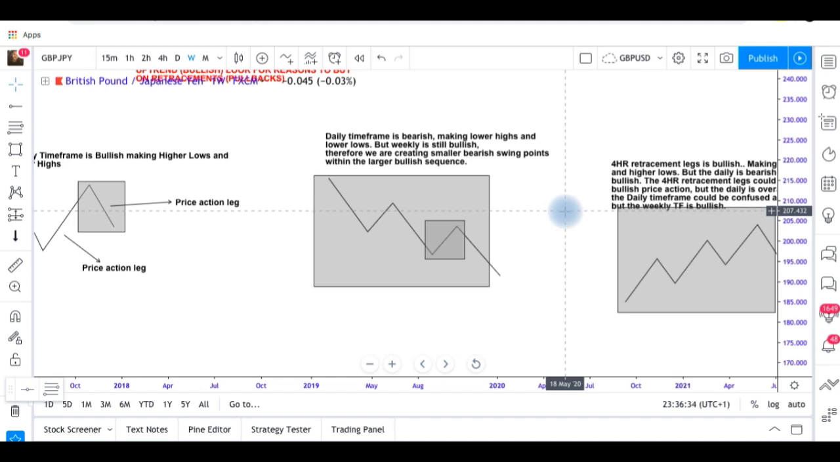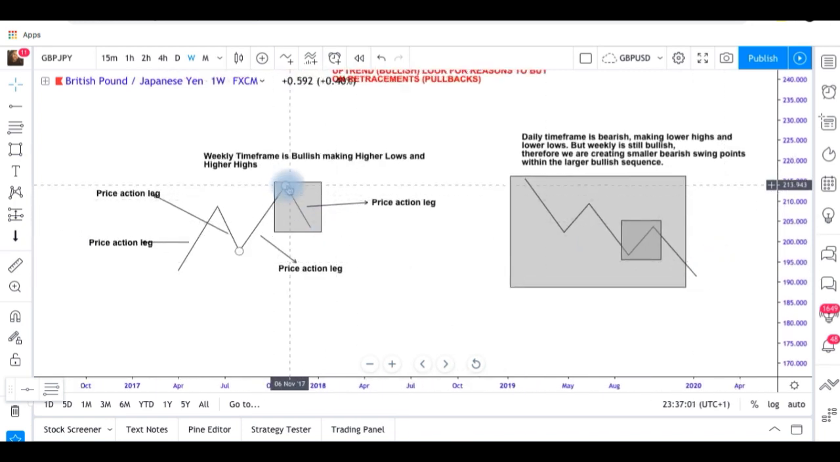Now, I cover this in the more advanced part of the course, where we speak about fibs within fibs, about how we can use bearish fibs within a larger bullish fib, or a smaller bullish fib within an overall bearish fib, to find overall targets. So although on the daily time frame this looks like it's bearish because it's creating lower low, lower high, lower low, lower high, lower low, lower high, actually, all this is just, on the bigger time frame, a retracement.